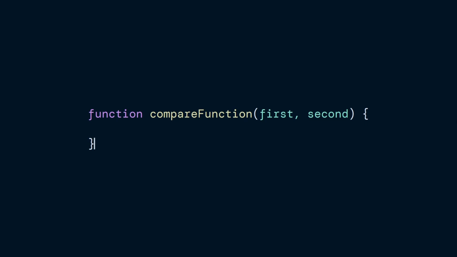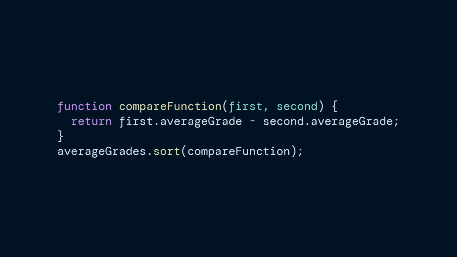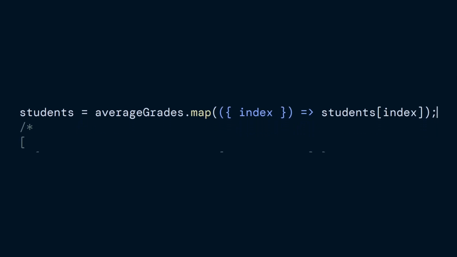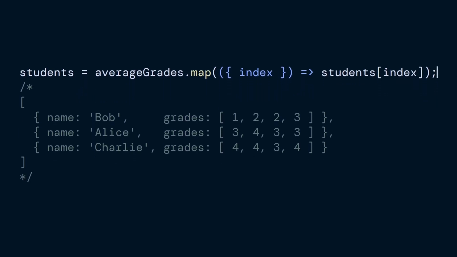This is our decorate step. Next, let's sort this array of average grades using a simple compare function. This is obviously the sort step. Finally, since we know which grade corresponds to which student, we can reassemble the array of students in the sorted order. This is the undecorate step. By doing these extra steps, we guarantee that we calculate the average grade only once per student, and our compare function only does a simple comparison and no heavy lifting.